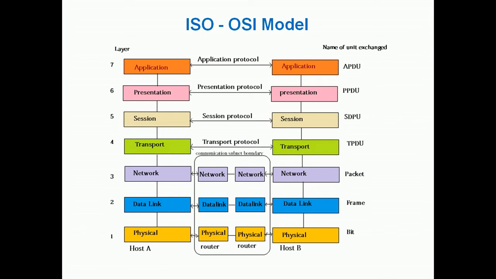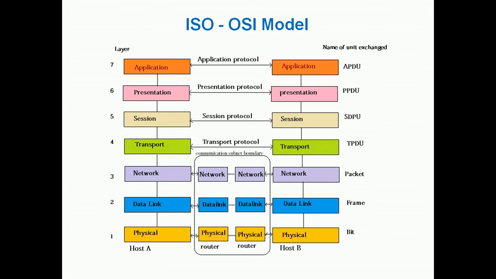You can see from the bottom to top. First layer is layer 1, in yellow color, the physical layer. Layer 2 is the data link layer. Layer 3 is network, then transport layer, session layer, presentation layer, and application layer. There are 2 hosts in the diagram, host A and host B. Both are communicating, but the user interacts with layer 7.